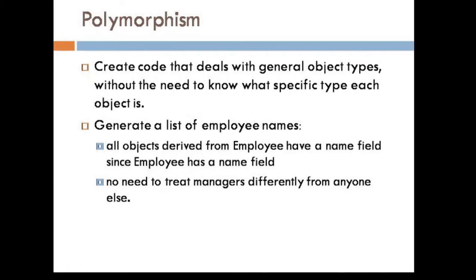Polymorphism can be static or dynamic. Static polymorphism includes function overloading or method overloading, and runtime polymorphism is exhibited by overriding. Here we have taken polymorphism as an extension to inheritance: create code that deals with general object types without the need to know what specific type each object is.